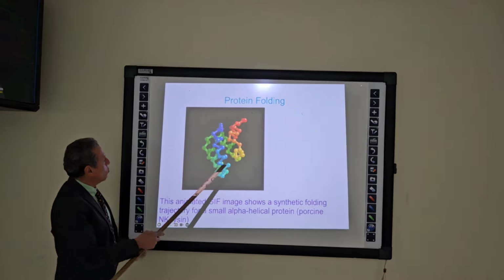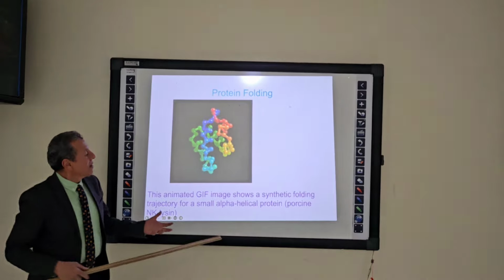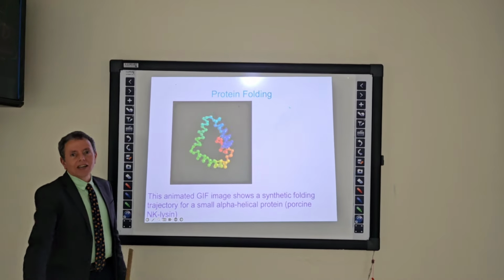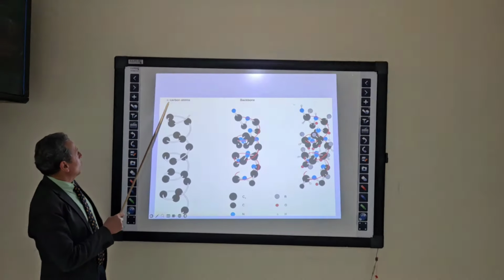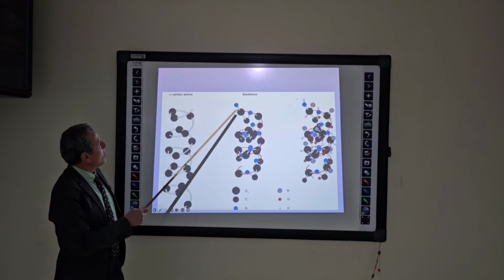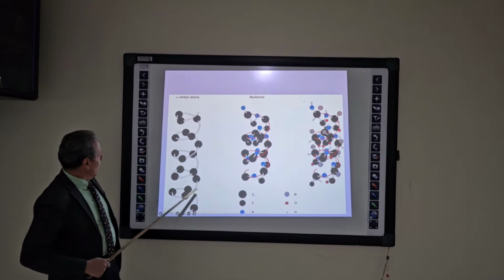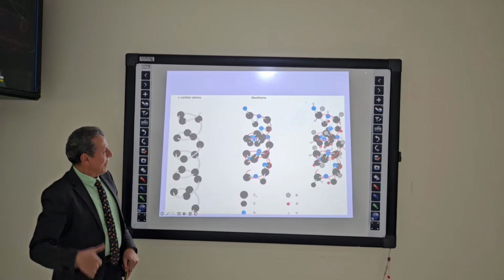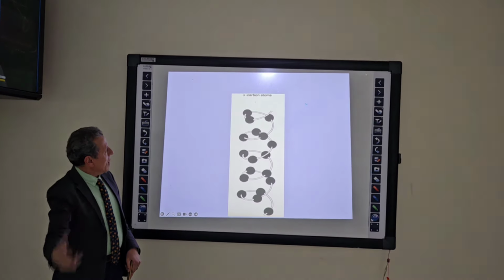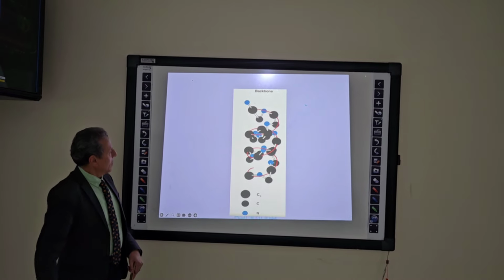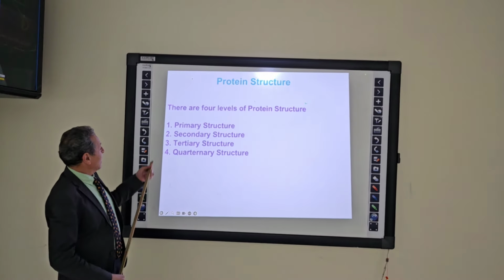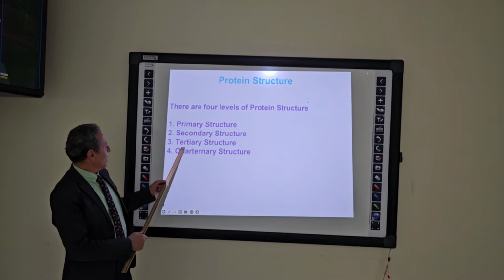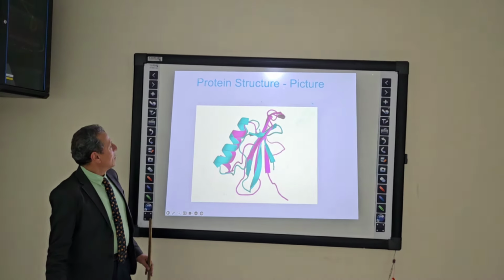This is just to show you how each color can be folded together. The animated GIF image shows a synthetic folding for a small alpha helical protein. You remember the alpha helical protein when I explained to you the alpha carbon atoms. Here is the backbone, and this is what I explained to you before. But I can show it to you again in the next slide, how the backbone looks. It can be primary structure, or secondary, or tertiary, or quaternary structure.